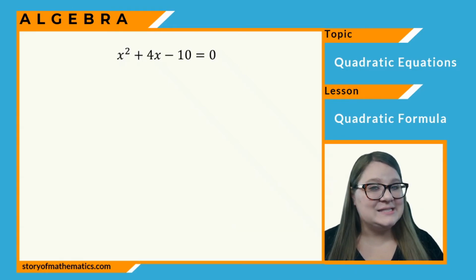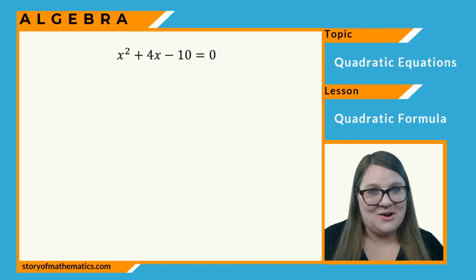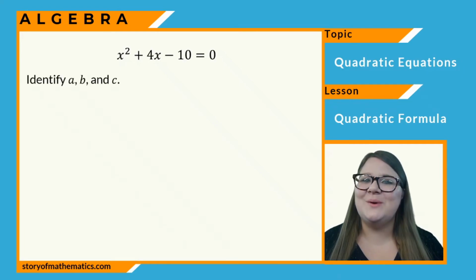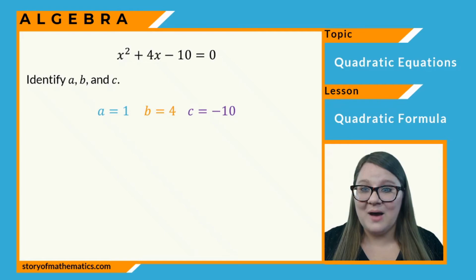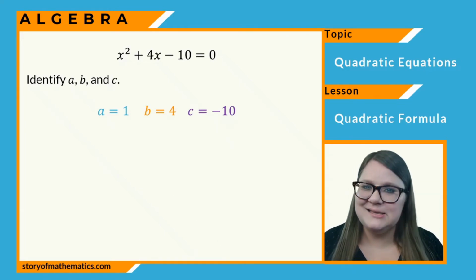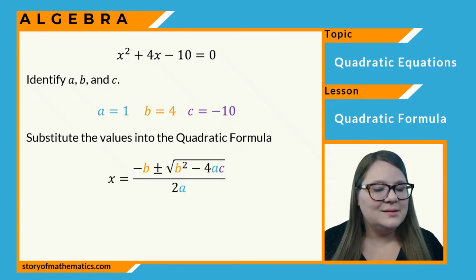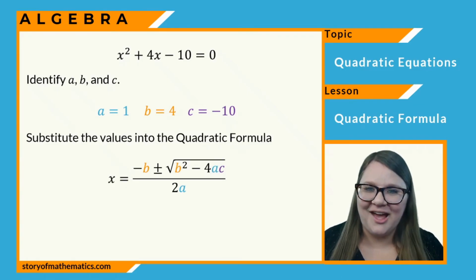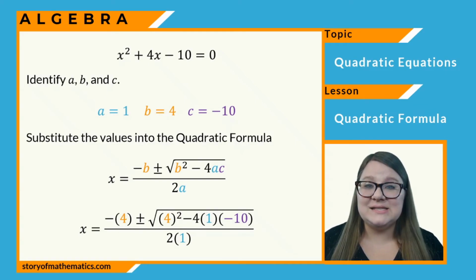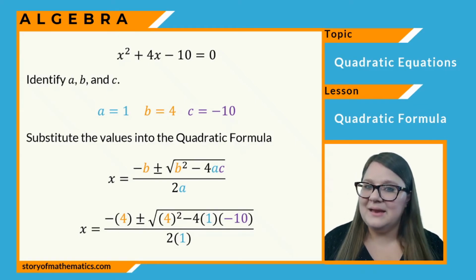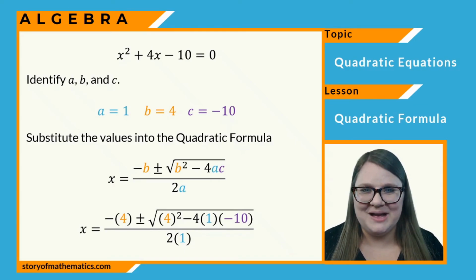What if I gave you x squared plus 4x minus 10 equals 0? First of all, notice it already equals 0, so we can go straight into identifying our a, b, and c. Here, we can say that our a is 1, our b is 4, and our c is negative 10. That means I can plug it into my quadratic formula, the same thing we've been working with the whole video, and that's going to give me x equals negative 4 plus or minus the square root of 4 squared minus 4 times 1 times negative 10 all over 2 times 1.